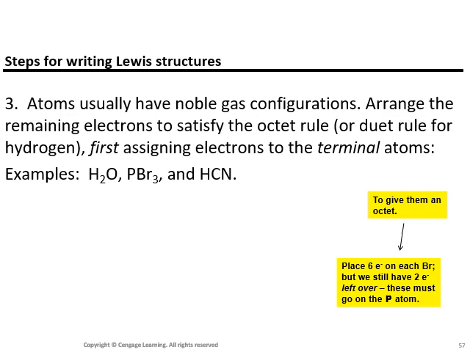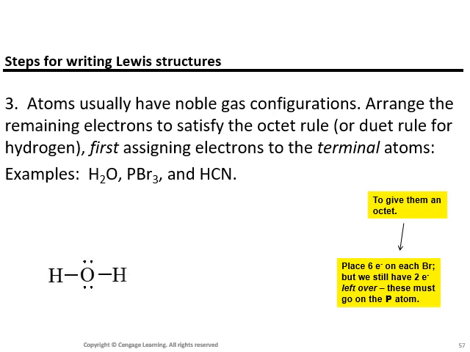Atoms usually have noble gas configurations. Arrange the remaining electrons to satisfy the octet rule or duet rule for hydrogen, first assigning electrons to the terminal atoms, which we didn't do in the previous example because we couldn't. So for H2O, we put the electrons on the O. So O is going to have what we call 2 lone pairs.